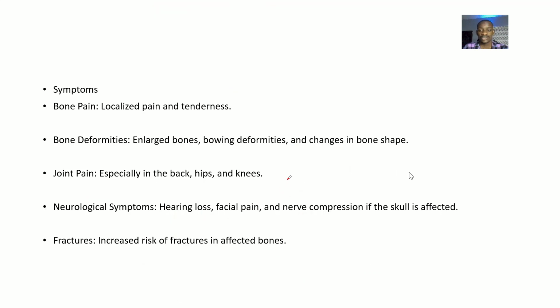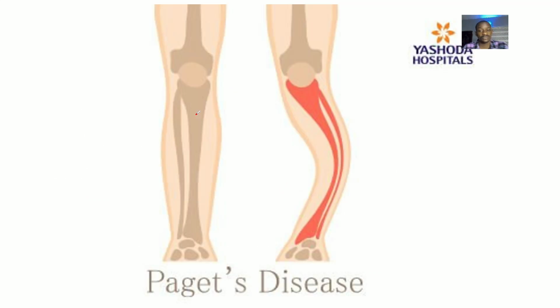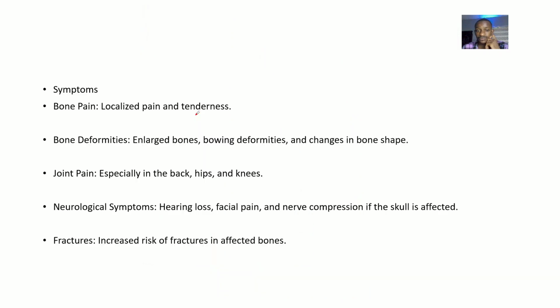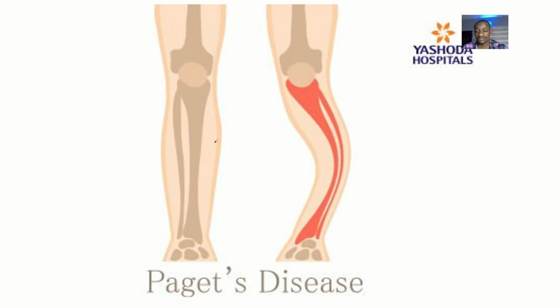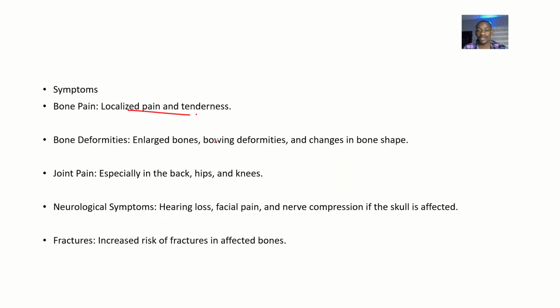Okay. So symptoms, there will be bone pain, of course. Bone like this should be paining you. There's localized pain and tenderness. There are bone deformities. You're having enlarged bones, bowing deformities. You can see this is bow leg. And there's also change in your bone shape.